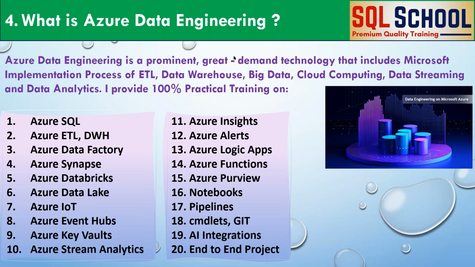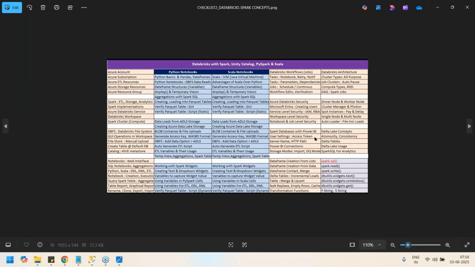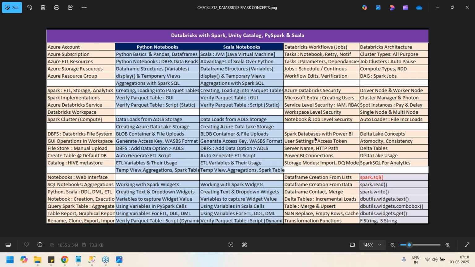Firstly, we are going to work with open source ETL and warehouse. These are the items we are going to learn for about 3 weeks: open source environment, Databricks with Spark, Unity Catalog, PySpark, and Scala. I assume we are all very new to Python, new to Scala. Whatever is needed from an ETL perspective, we are going to learn here. We are not into programming nor application development. We are completely into ETL.